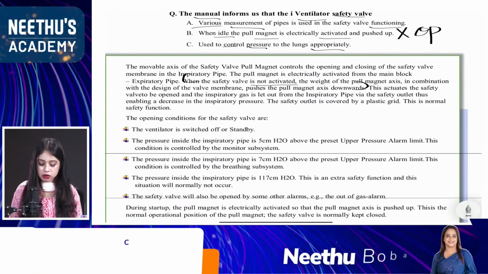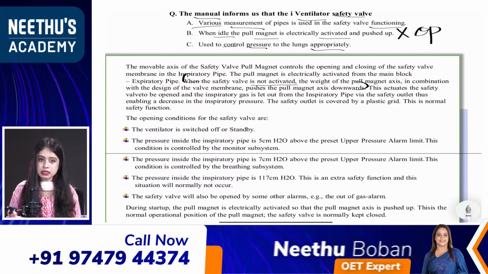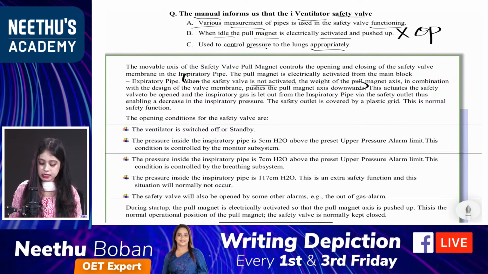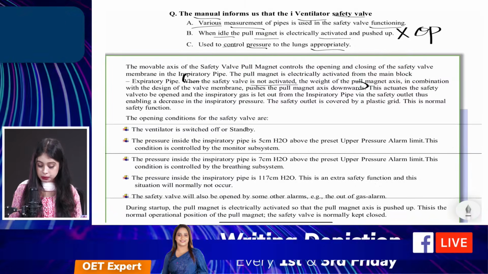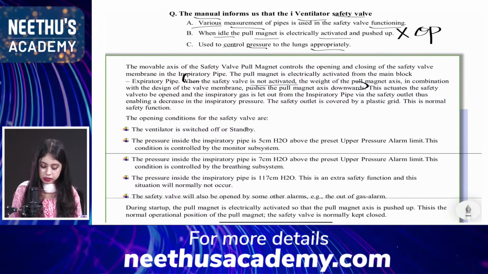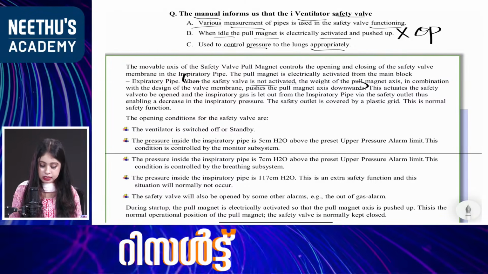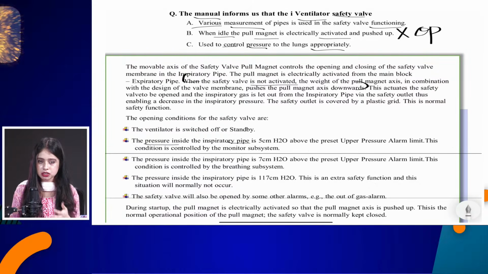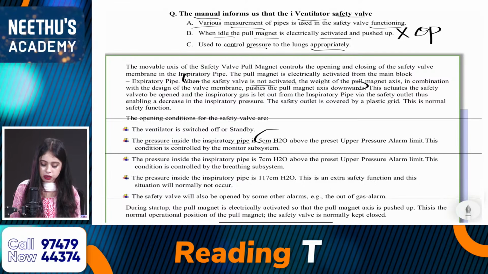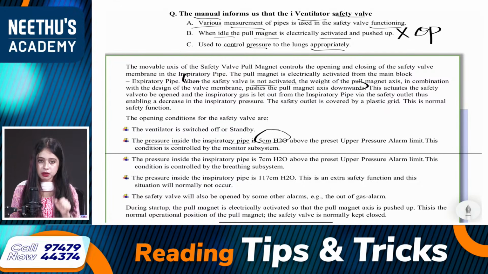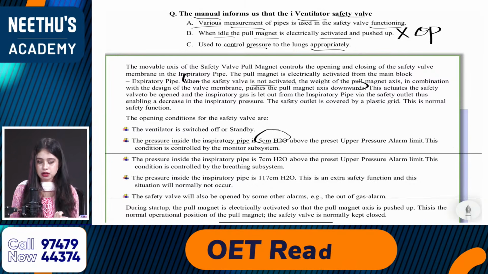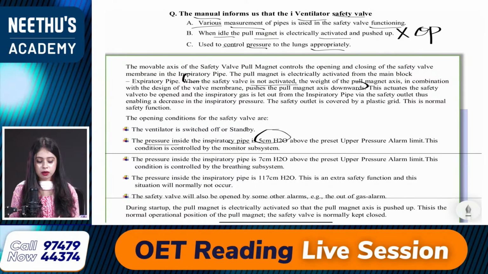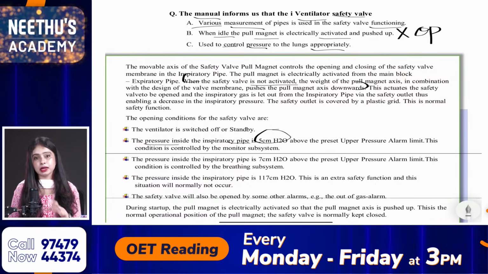Ventilator is switched off or standby. The pressure inside the pipe is 5 cm H2O above the preset upper pressure alarm limit. So here they very clearly mention pressure inside the pipe. Okay, but what is the pressure inside the pipe? Which is 5 cm H2O. That is the measurement of the pressure, not of the pipe. It is the measurement of the pressure inside the pipe.